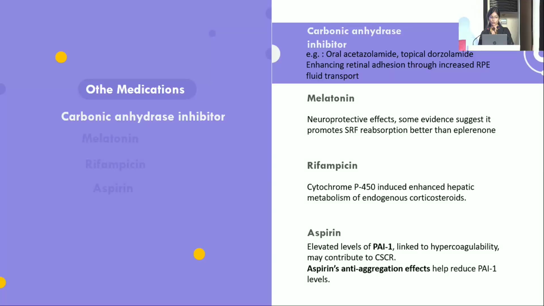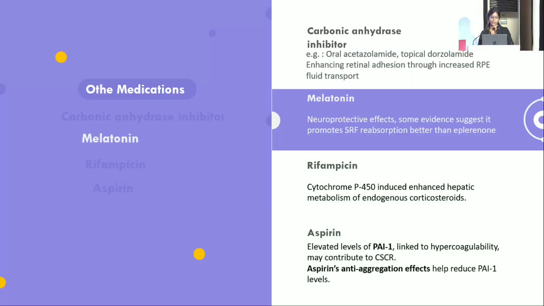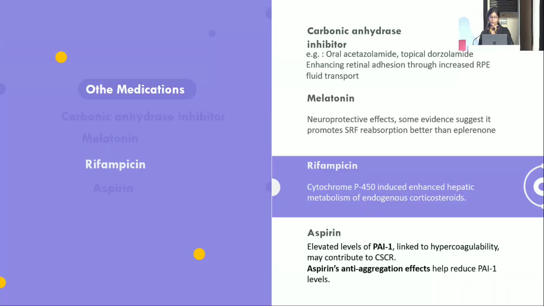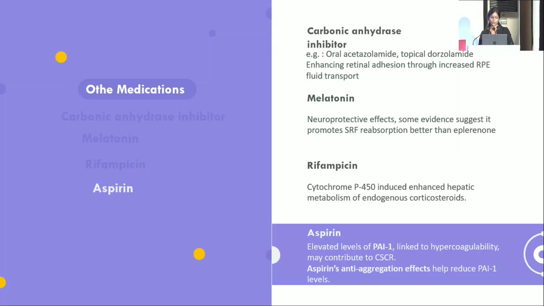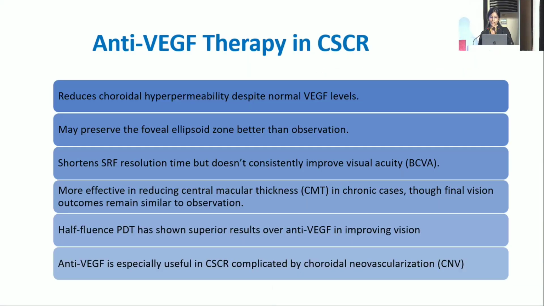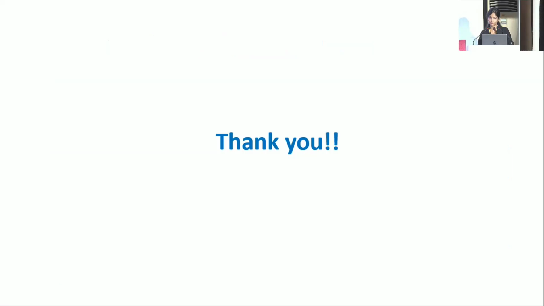Other medications include carbonic anhydrase inhibitors and melatonin. In both cases, it helps by increasing RPE transport. There is rifampicin, which induces cytochrome P450, increasing the metabolism of corticosteroids. There is aspirin, as it reduces thrombosis, which is also a risk factor for presentation of CSR. Anti-VEGF therapy has a limited role in this, and it can be used in cases of complications like choroidal neovascular membrane formation. Thank you.